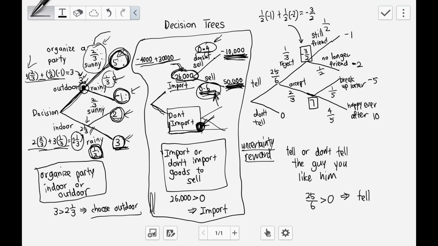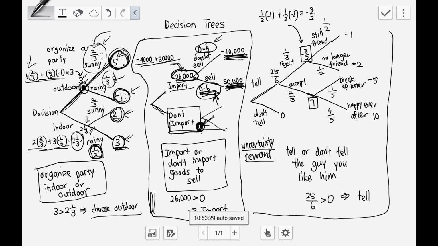So some of the things are not so straightforward, right? And now we come to the third scenario, where you are making a decision about whether to tell a guy you like him or not. So for example, it starts with your decision: tell or don't tell. Let's say if you don't tell, then maybe the utility to you is zero. That means you won't feel better or worse than you currently are.